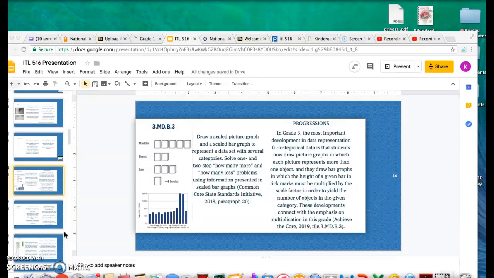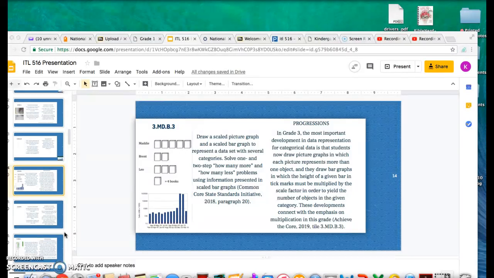When students interpret the data from the picture graphs or bar graphs, they should be focusing on which category has more, less, or the same amount. This will allow them to draw conclusions about the information that's shown in the graphs and make generalizations about them.